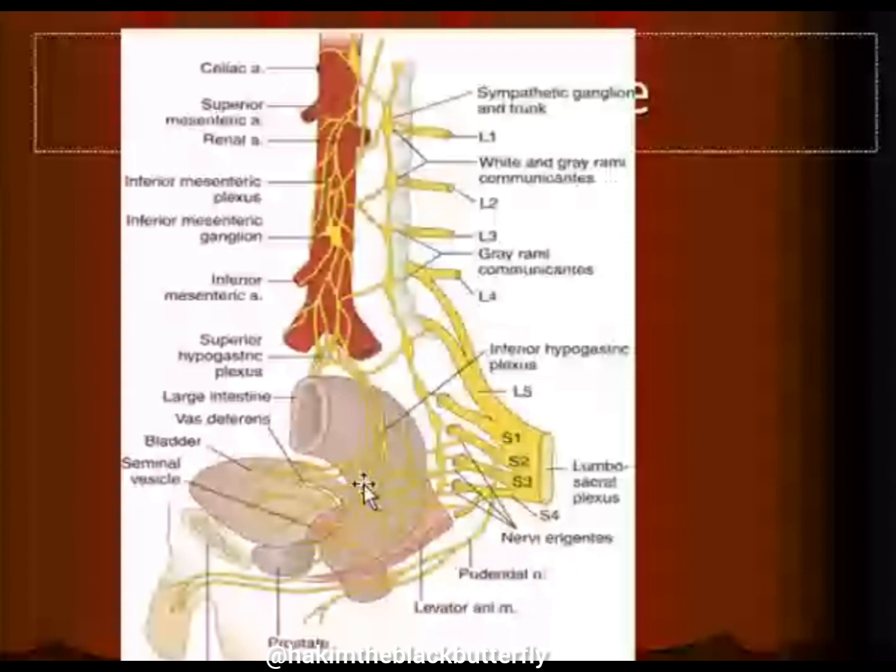Those are the sympathetics. The parasympathetics come from spinal cord segments S2, S3, and S4. These are the parasympathetics. Spinal cord segments S2, S3, S4 are giving us the parasympathetics. The lumbar splanchnics through the superior hypogastric and inferior hypogastric plexus give us the sympathetics.